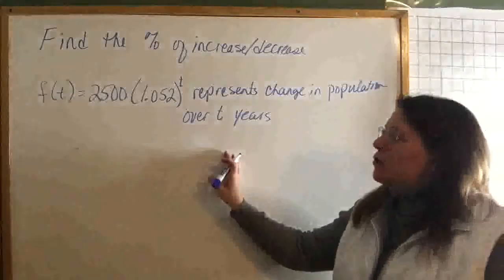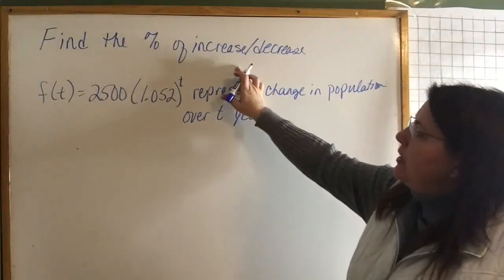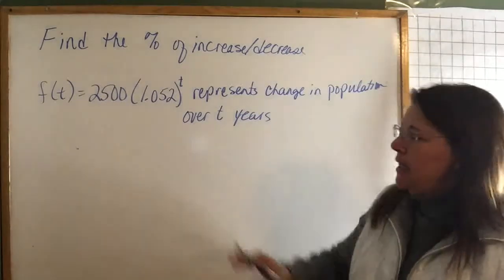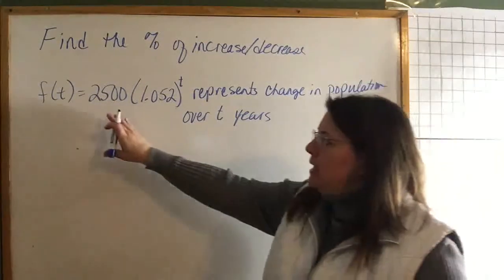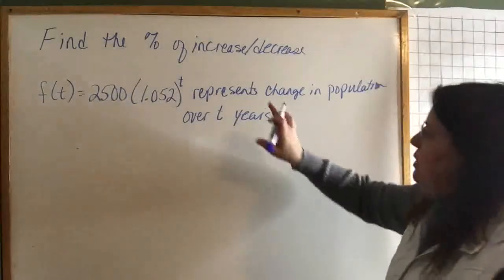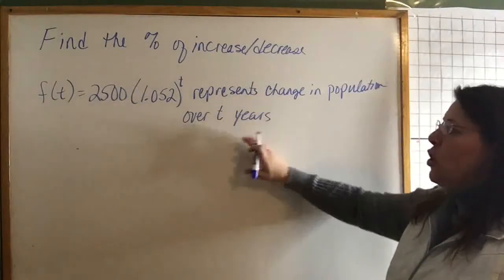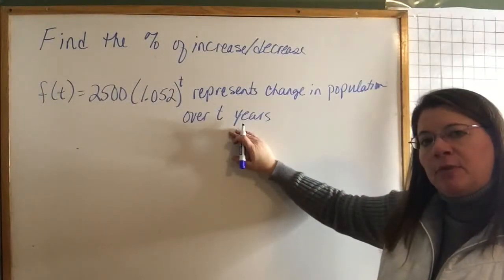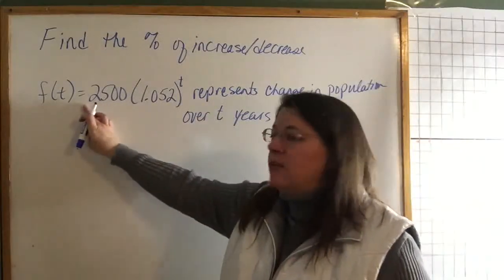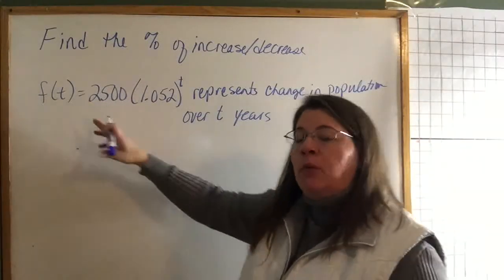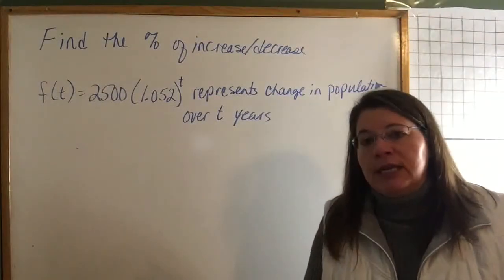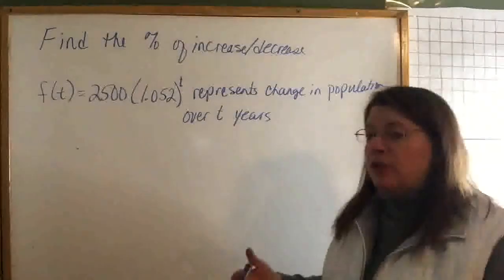In this section, we're going to be finding the percent of increase or decrease of the given exponential equation. And here they tell you that f of t is equal to 2500 times 1.052 to the t. And they tell you that that represents the change in population over t years. Now, if they ask me what the initial population of this was, I would know that the initial population is this a value, 2500. And what they're asking me here is to figure out the percent of increase or decrease of the population over time.